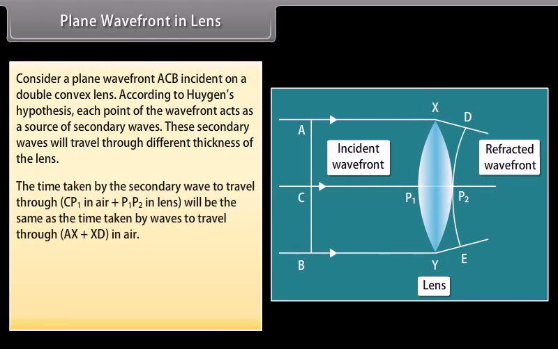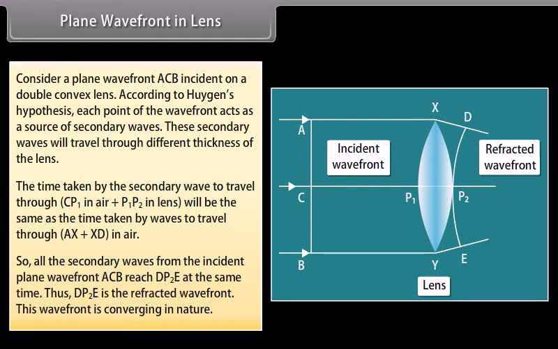The time taken by the secondary wave to travel through CP1 in air plus P1P2 in the lens will be the same as the time taken by waves to travel through AX plus XD in air. So, all the secondary waves from the incident plane wavefront ACB reach dP2E at the same time. Thus, dP2E is the refracted wavefront. This wavefront is converging in nature.